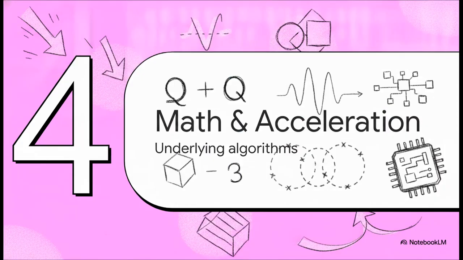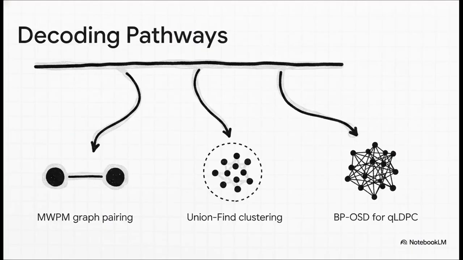Stepping down into part 4, math and hardware acceleration. Out of the box, QVector Decoder v3 gives researchers a lot of flexibility with 3 primary decoding pathways. First up, minimum weight perfect matching. That's your graph theoretic decoder for pairing defects. Second, union find, which is all about extremely low latency through near linear clustering. And finally, belief propagation with ordered statistics decoding, which is specifically built for handling correlated noise on quantum LDPC codes.